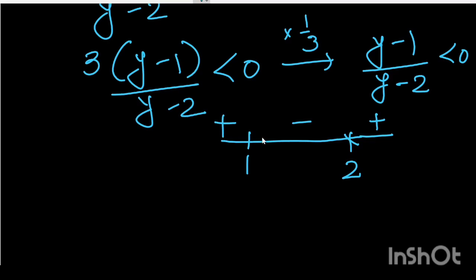Okay, 1 to 2 less than minus, it is asking for, so this we will take. Okay, so this is the second one. The final answer is the union of what? Yes, union of the first and the second.